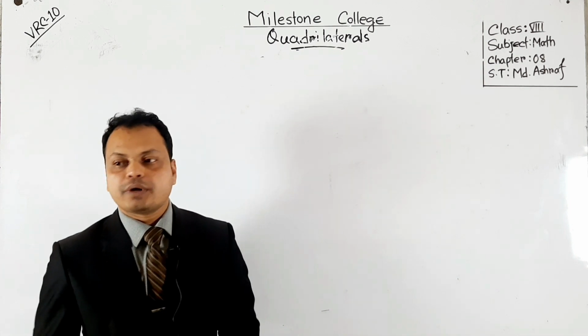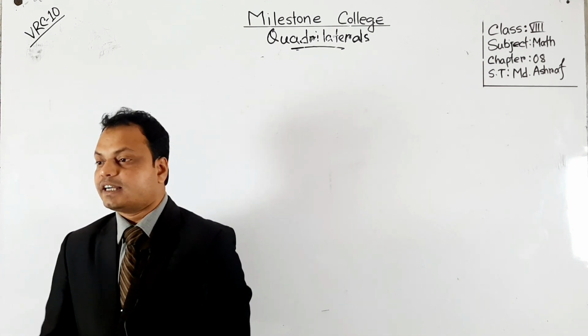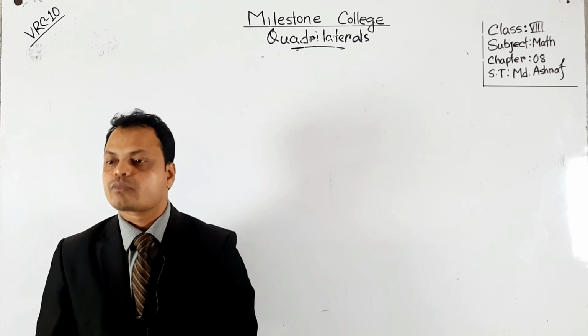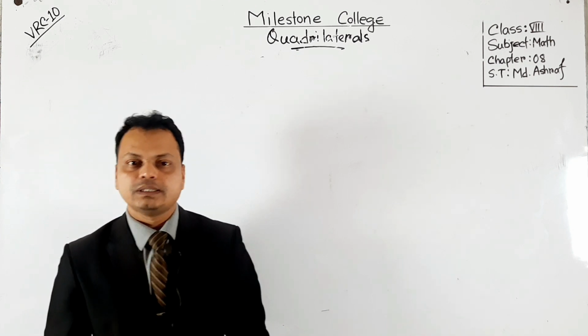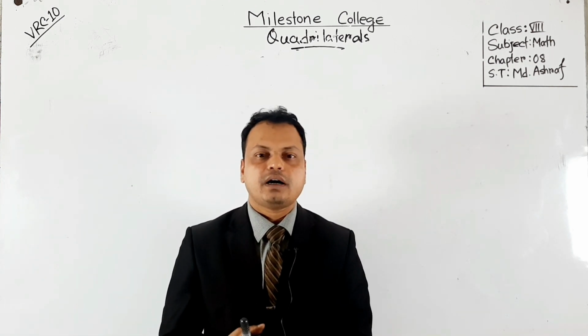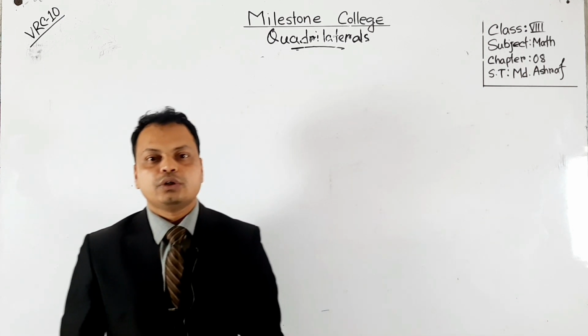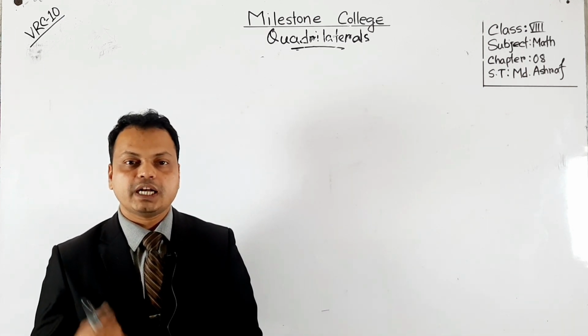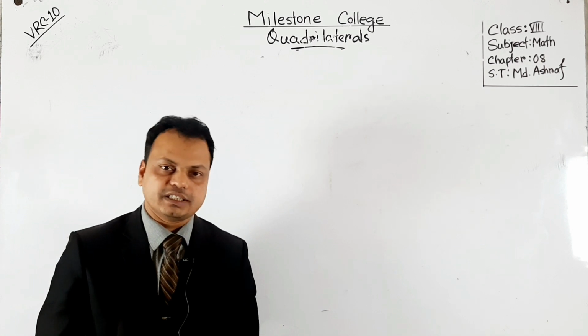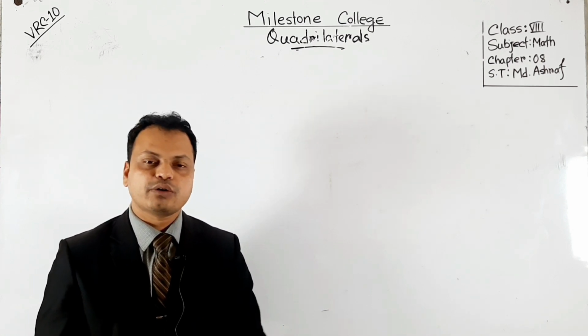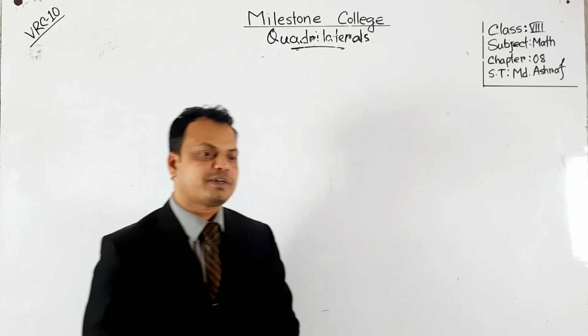Now, who can tell what a rectangle is? Okay, good. A rectangle is a quadrilateral whose opposite sides are equal and parallel and all angles are 90 degrees or right angles. So this figure is called a rectangle. That's very good, you have understood.